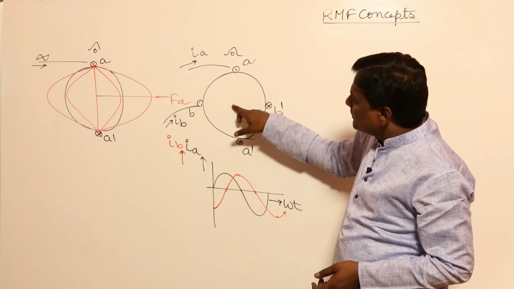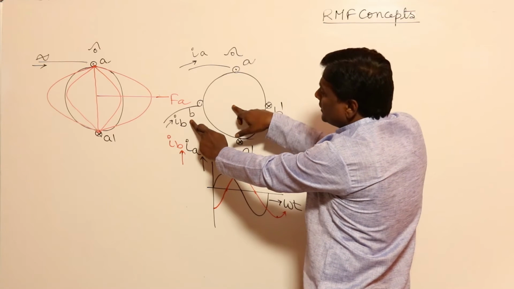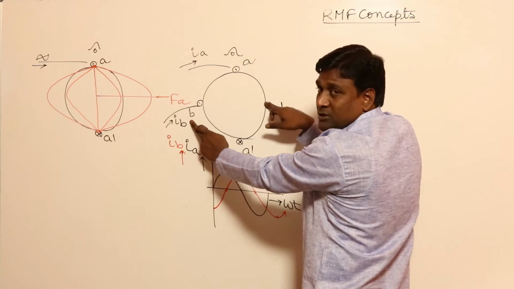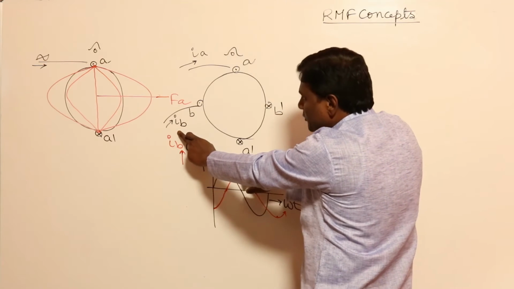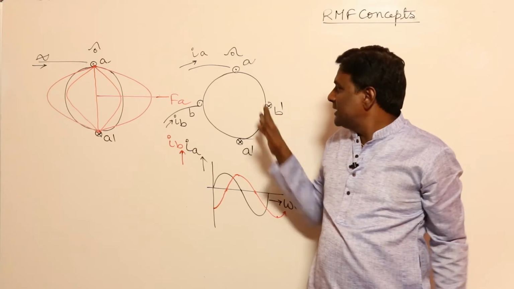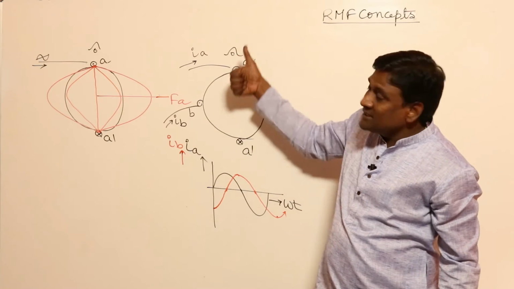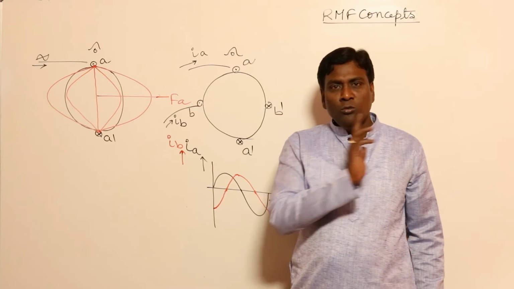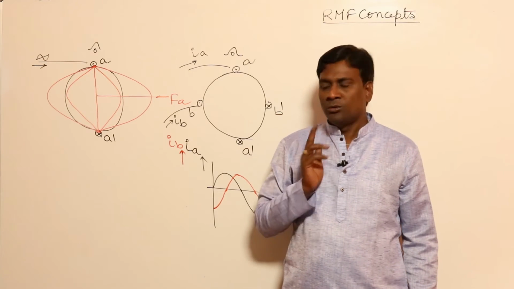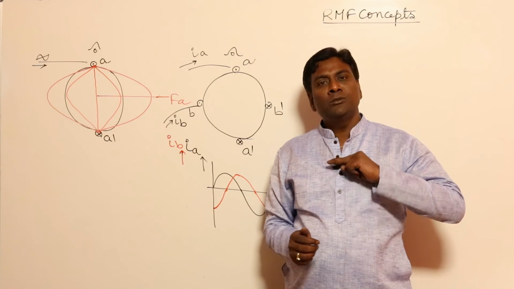So under that condition, when for example IB is zero, MMF is going to be zero. When IB is maximum, this is going to be maximum. After that zero, after that negative maximum. So for IB, because the axis is different, IA axis is in this direction, IB axis is in this direction. So my IA is going to be zero, positive maximum, zero, negative maximum, zero. At the same time, IB is going to be zero, positive maximum, zero, negative maximum, zero.